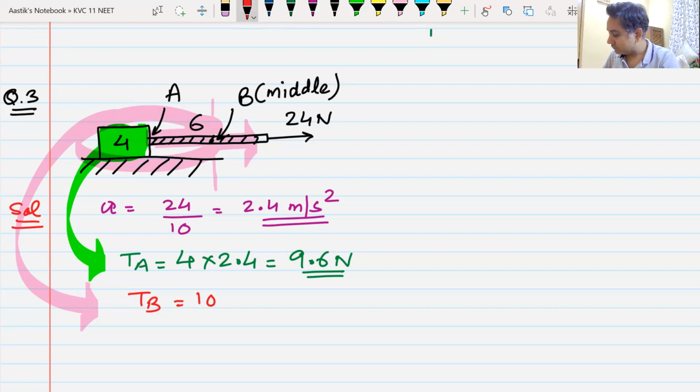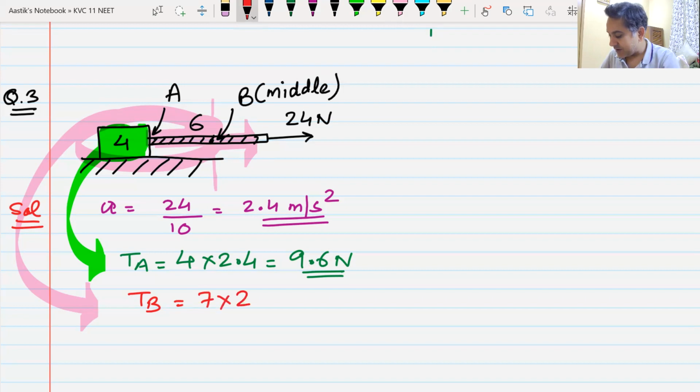10. Oh, sorry. What is the total mass? 4 is the mass of the block and half of the string. Full string is 6 kg. Half of the string is 3. Yes or no? Total mass is 7 kg.